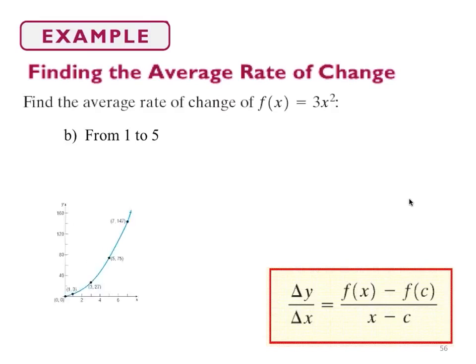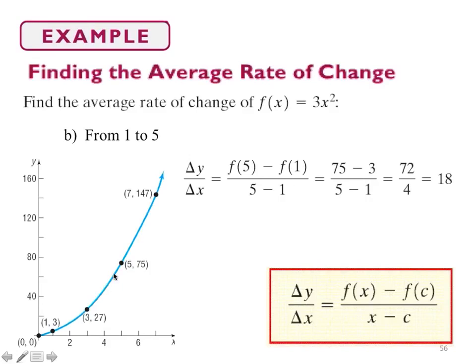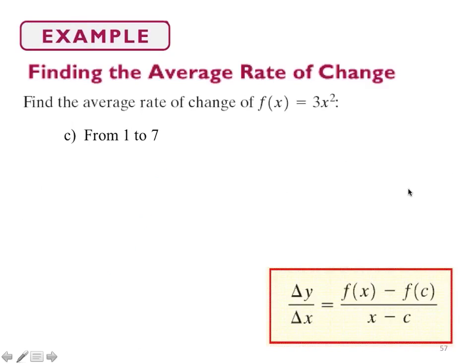Now let's find the average rate of change from 1 to 5. So what we're going to do is we're going to take f of 5 minus f of 1 over 5 minus 1. Now f of 5, that's the value that you get when you plug 5 in for x. You should get 75 for that one. So if I plug 5 into my original equation, 5 squared is 25, 25 times 3 is 75, that's this value here. So I have 75 minus 3 over 5 minus 1, which is 72 over 4, which is 18.